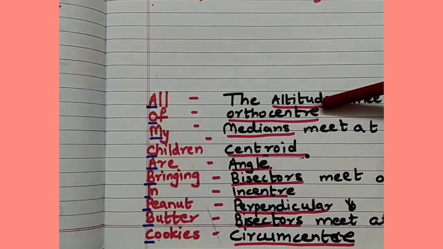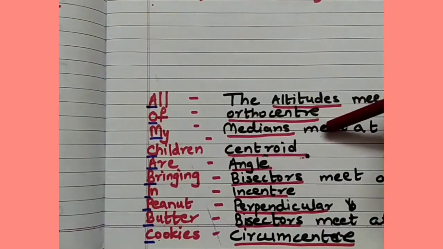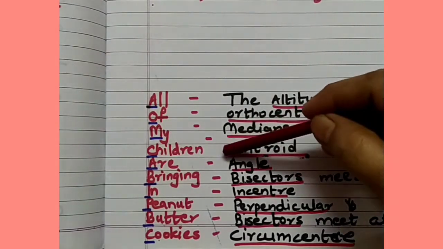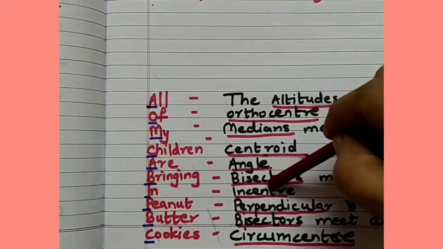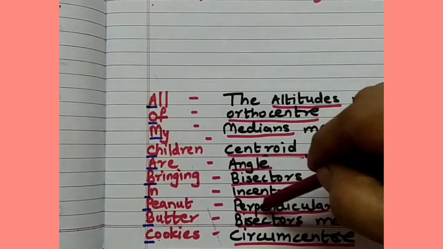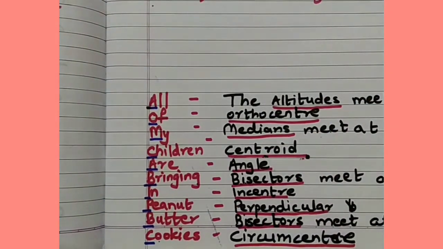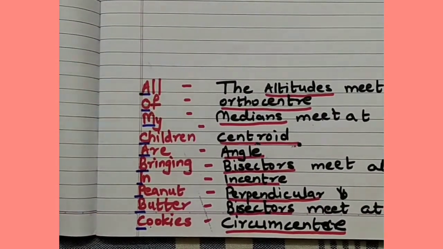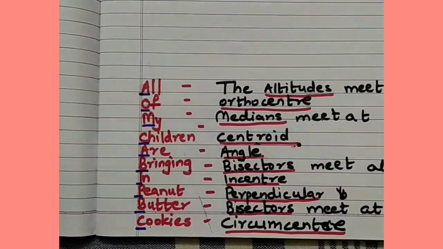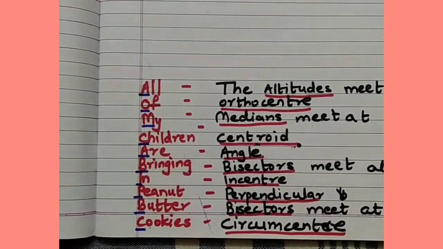What is All? Altitudes. O for orthocenter. My, medians. Meet at, children is centroid. Angle, R is for angle, bringing is for bisectors, in is for incenter. Peanut is for perpendicular, B is for bisector, and C is for circumcenter. So in this way you will be able to remember the different points of concurrence. So altitudes meet at orthocenter, medians meet at centroid, angle bisectors meet at incenter, and perpendicular bisectors meet at circumcenter. Isn't it easy to remember?